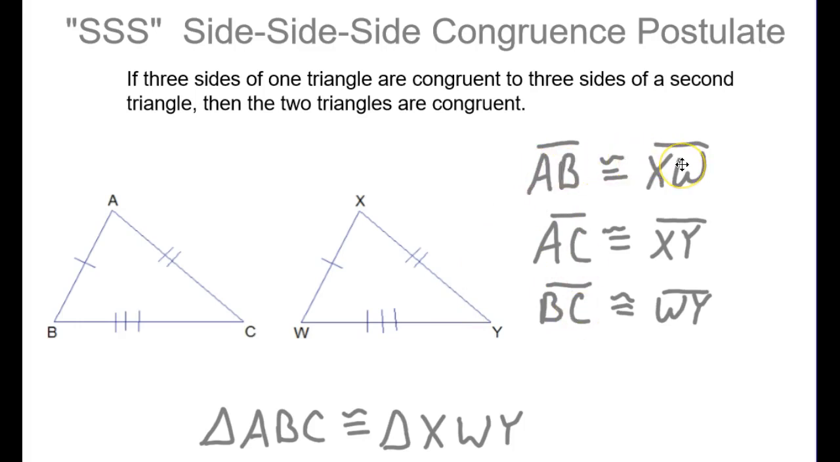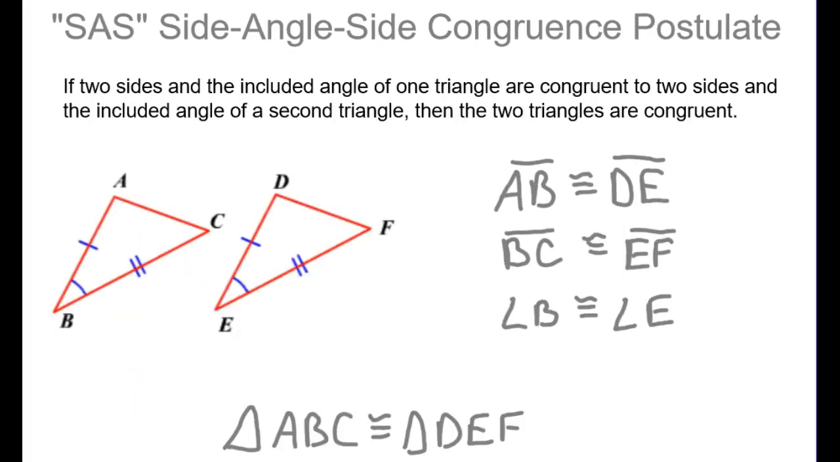Side AB is congruent to side XW. Side AC is congruent to side XY. Side BC is congruent to side WY. So we've shown from the picture that all 3 sides are congruent. That implies that triangle ABC is congruent to triangle XWY. That's what that statement in the middle here means. We have an equal sign with a tilde above it. This means congruent. So if those two triangles are congruent, all 3 corresponding side lengths are congruent, and all 3 corresponding angles are congruent.